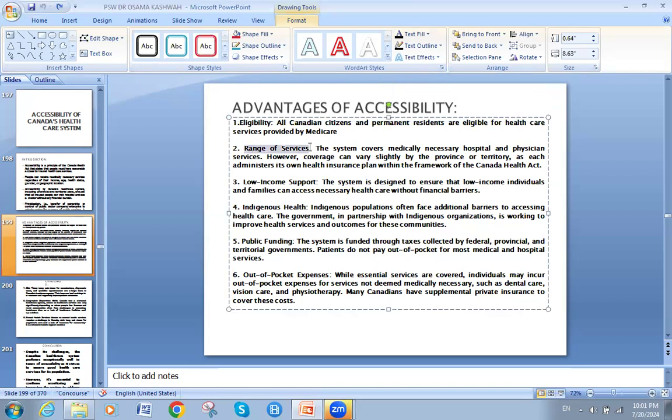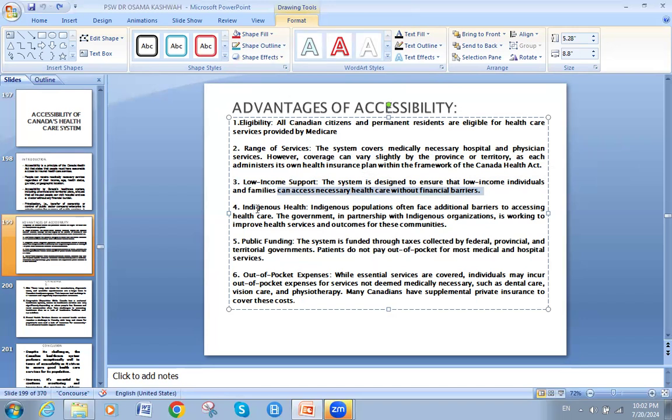Range of services. The system covers medically necessary hospital and physician services. However, coverage can vary slightly from one province to another. Low income supports: the system is designed to ensure that people with low income and families can access necessary health care without financial barriers. So even if they don't have money, they are still eligible for the healthcare service.